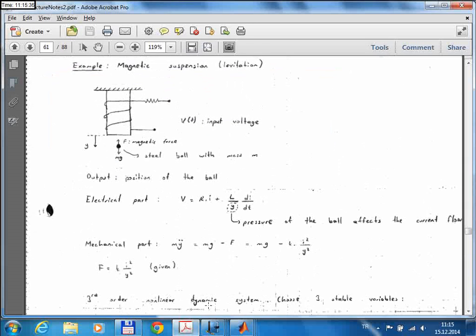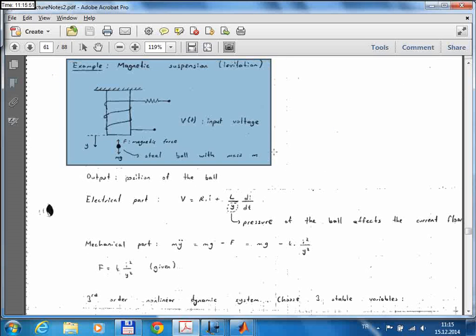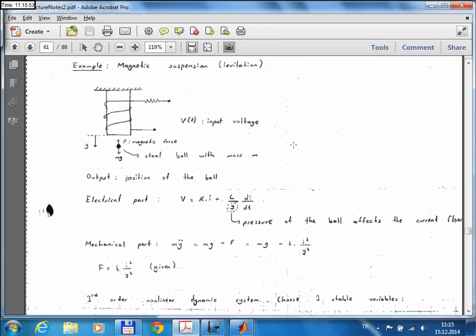So there is another example. This is a more complicated nonlinear system. It is this magnetic suspension system, and this is a diagram of that system. So there is an electrical circuit. A potential is applied to this circuit, which causes a current to flow through these coils. And the current flowing through these coils creates a magnetic field, and this magnetic field creates a magnetic force on this ball here.